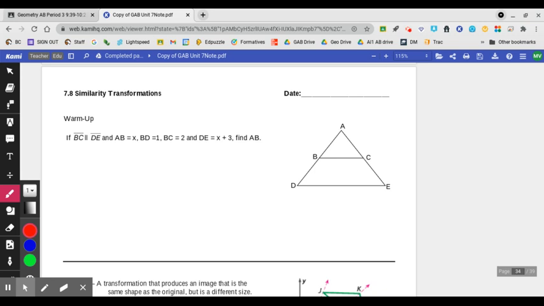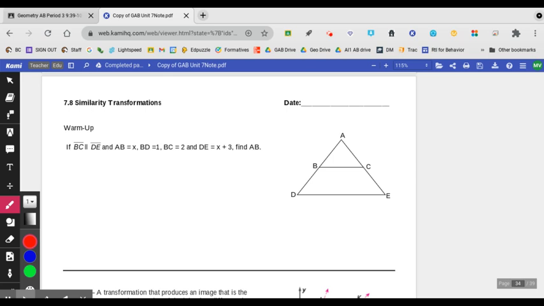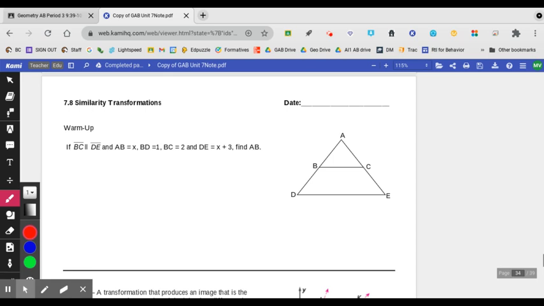Hello, everyone. Today is our last new lesson for Chapter 7. We're going to start with a warm-up problem that I want you to try. So please pause, try the problem, and come back.